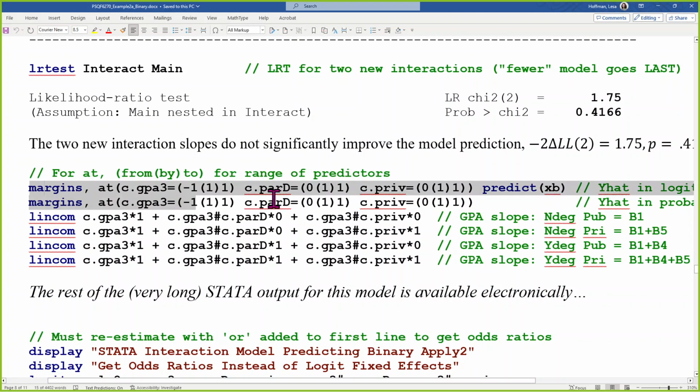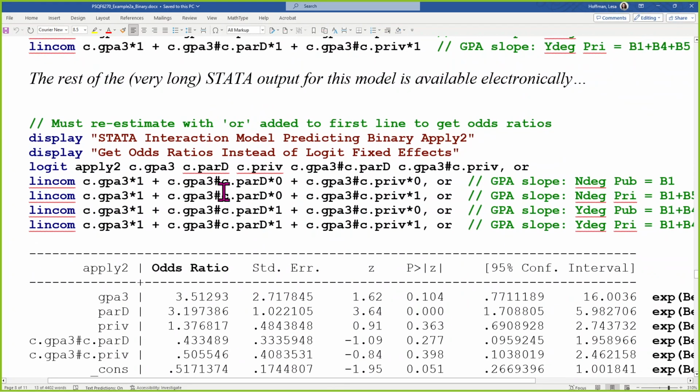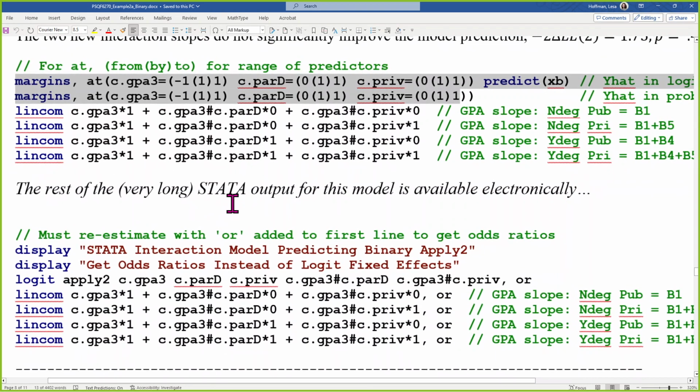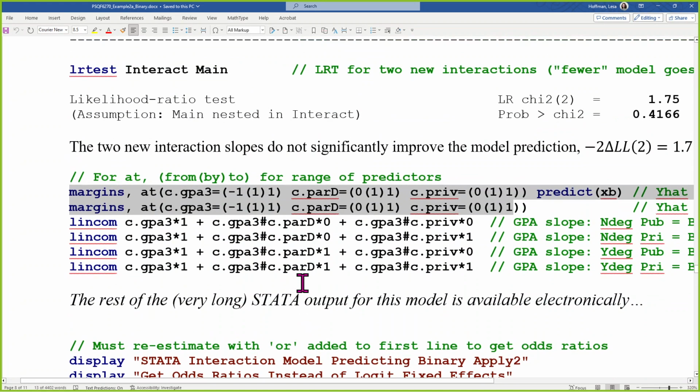Then I asked for predicted outcomes. I asked for simple slopes. So do you remember the rules for simple slopes? Find all the terms in the model that have it, bring them down, factor out the thing the slope is for, then you have what's left. So what I want in all four of these cases is the slope of GPA. That gets a 1. Then who do I want the slope of GPA for? The first one is for someone who has 0 values on both of my moderators, then 0, 1, then 1, 0, and then 1, 1. So there are 4 potential simple slopes this model implies.